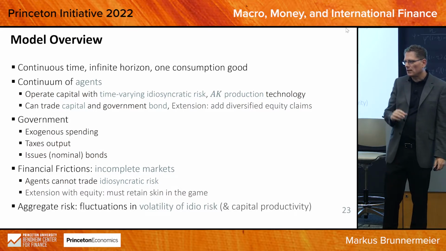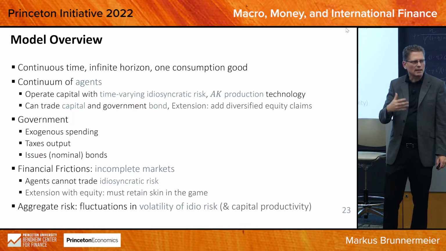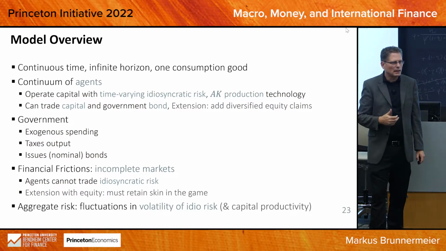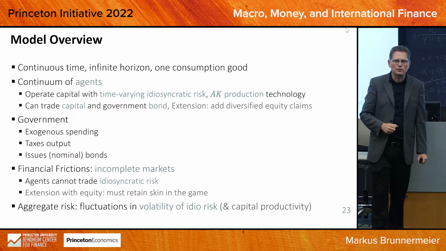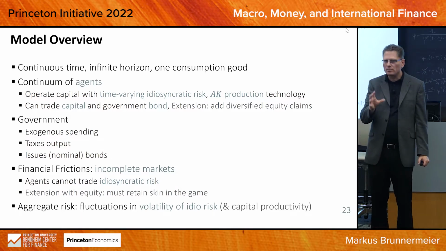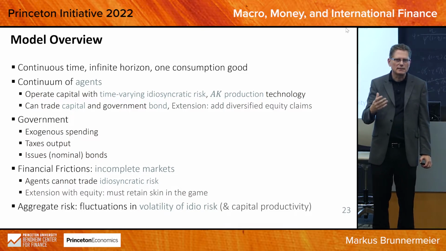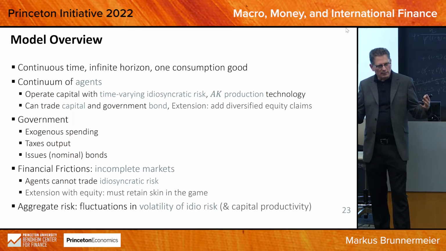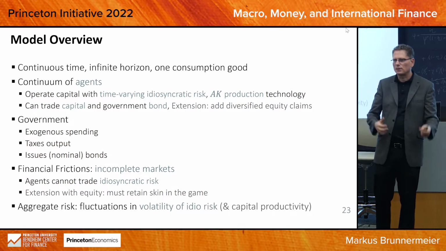They can also issue some equity claims, some outside equity, but there's always a skin in the game constraint. And then there's a government. The government has some exogenous spending rule, and it taxes output and issues nominal bonds. That's for my FTPL equation. The financial frictions are that there are incomplete markets, and agents cannot trade idiosyncratic risk claims. Later they can trade some of that, but subject to a skin in the game constraint. And in the aggregate model with time varying idiosyncratic risk, it's assumed that the volatility of idiosyncratic risk goes up whenever the economy is slowing down. So when productivity goes down, idiosyncratic risk goes up.